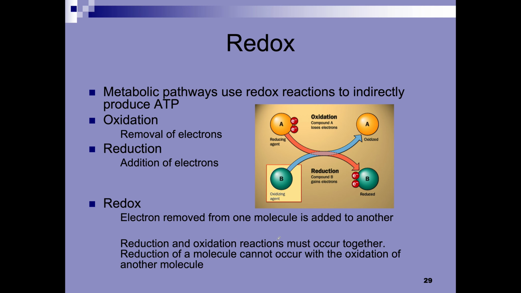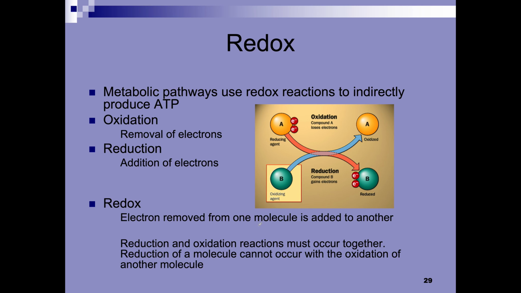Now, how do all of these reactions work? We're talking about this movement of protons and movement of electrons, and all of this is known as a redox reaction. A redox reaction is a combination of oxidation and reduction. Oxidation is when electrons are removed. So when a molecule has electrons removed from it, it is oxidized. When electrons are added to another molecule, that molecule will be reduced.